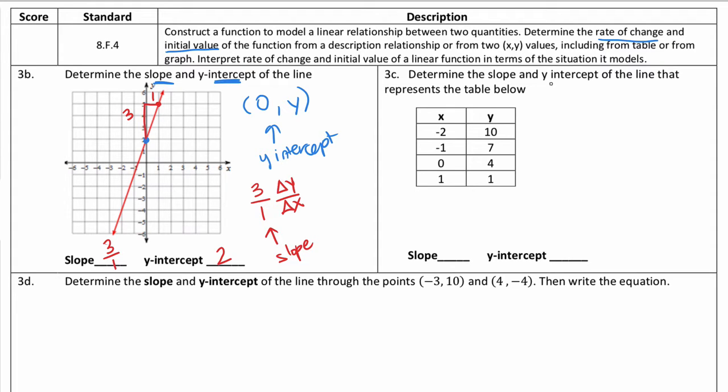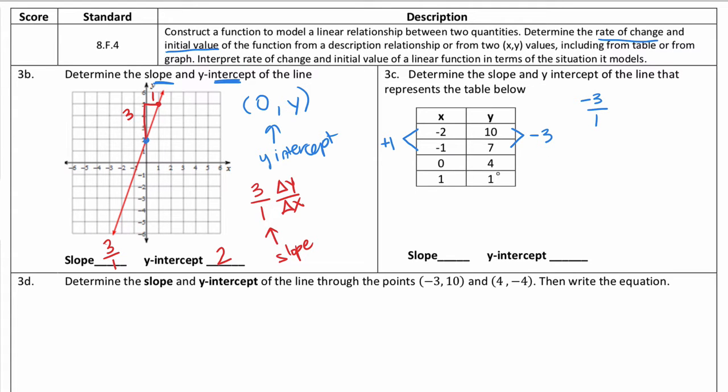Question 2, determine the slope and y-intercept of the line that represents the table below. So this is just like the graph. I have 1 point, 2 points, and then decimal point values in between. These are 4 distinct points that are given, not on a graph. So we can still find the slope, change in y over change in x. So this is going down 3 from 10 to 7 for every plus 1. So that is the slope of negative 3 over 1.